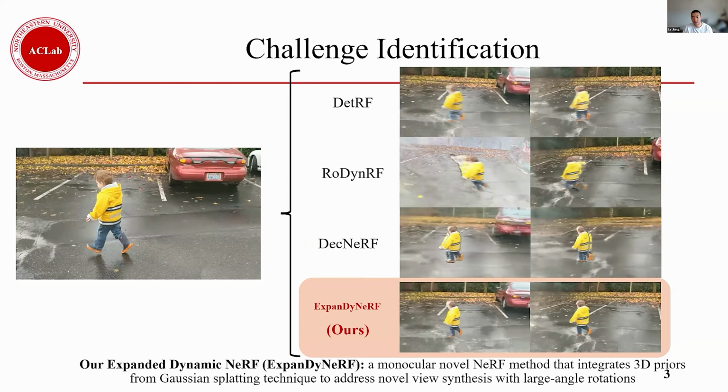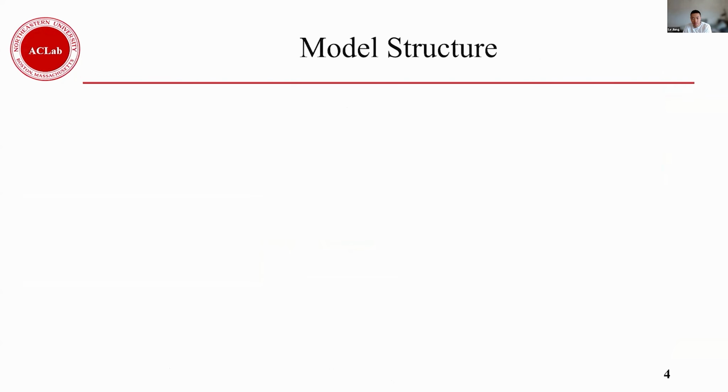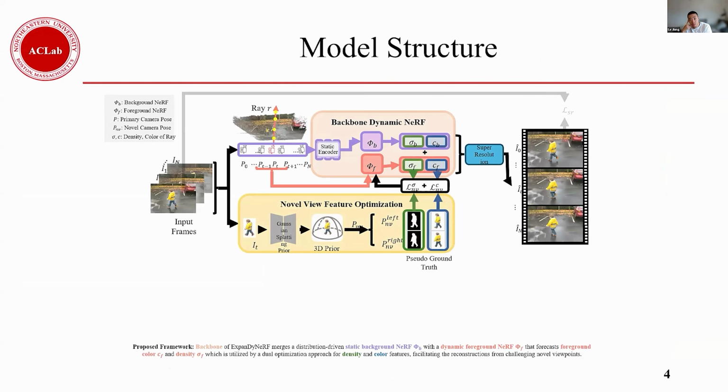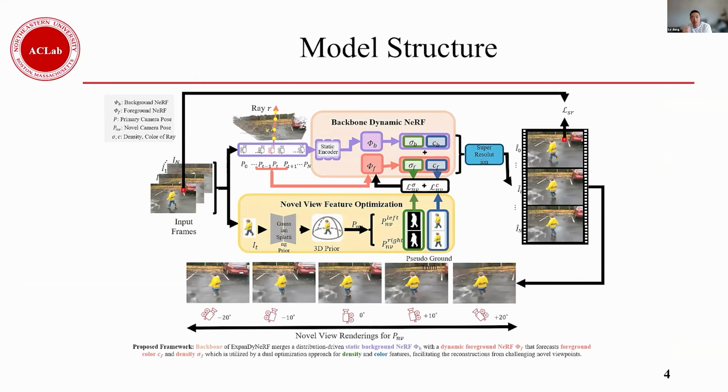To address this, we propose our method, the expanded dynamic NeRF. Here's the overall architecture. The expanded NeRF has two main components. The first is the backbone dynamic NeRF. As a reminder, NeRF takes 3D points and a viewing direction and outputs the color and volume density, that is the C and sigma you see in the figure.